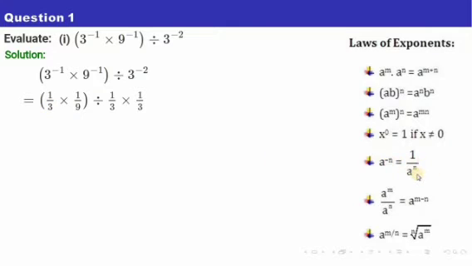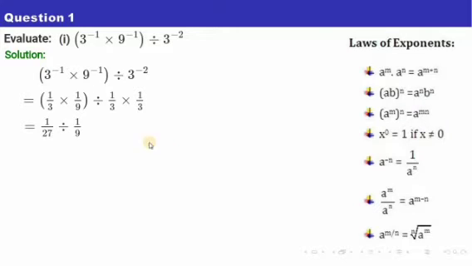Actually, it has to be a to the power n, but n is 1, so this can be written as 1 by 3 to the power 1, and 3 to the power 1 is always equal to 3. In the same way, we can write 9 to the power minus 1 as 1 by 9. And 3 to the power minus 2, when you apply this law, becomes 1 by 3 to the power 2. Now 1 by 3 to the power 2 means 1 by 3 into 1 by 3.